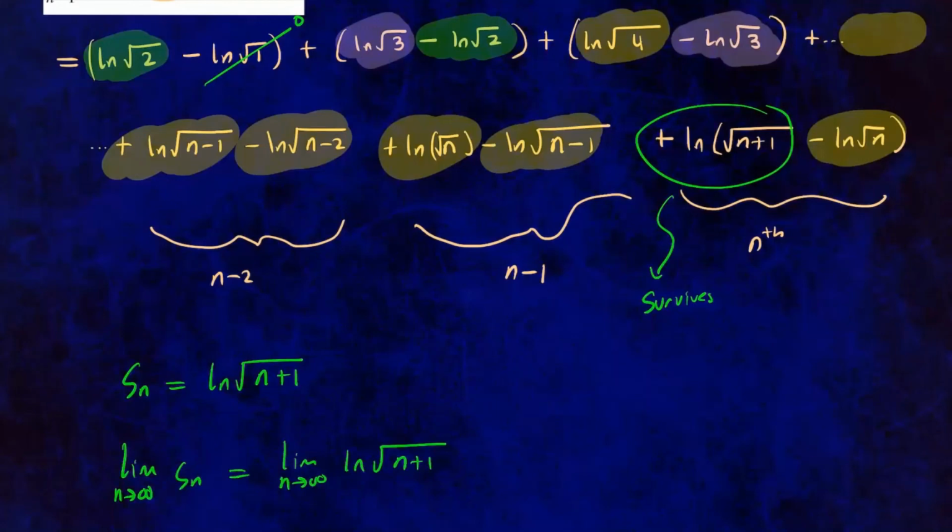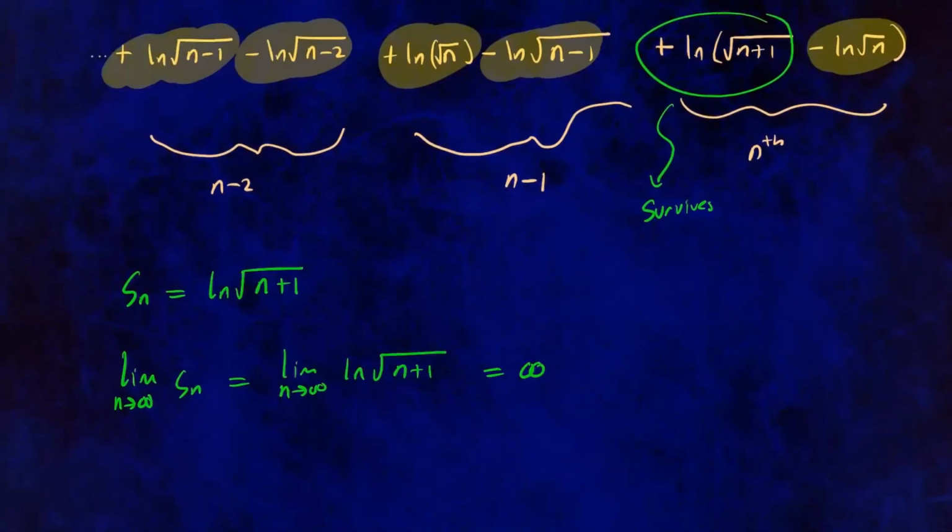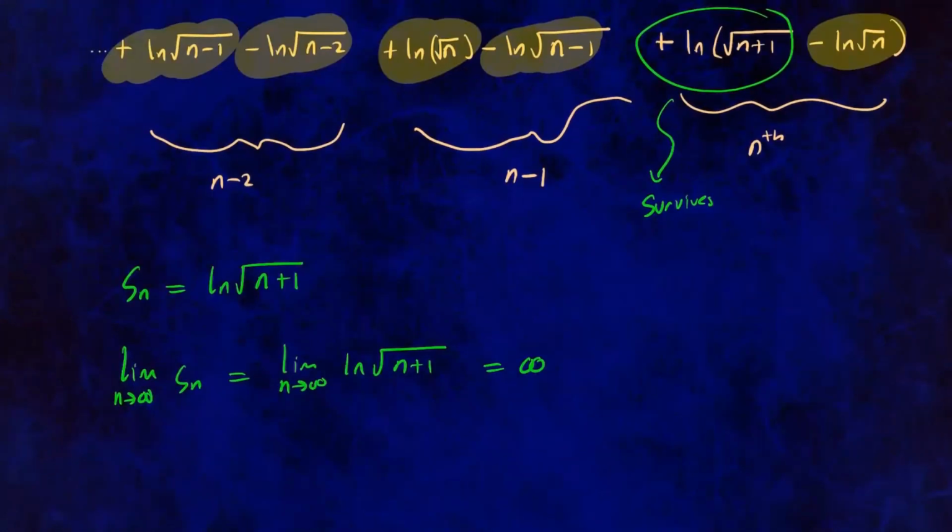And as n grows, ln will also grow. So this is actually infinity. So that means that our series actually diverges. So this means that this is a divergent telescoping series. So that's the conclusion we can make for this particular series.